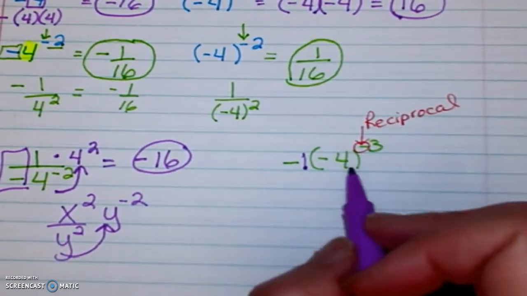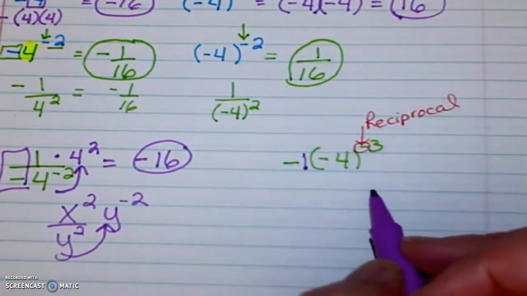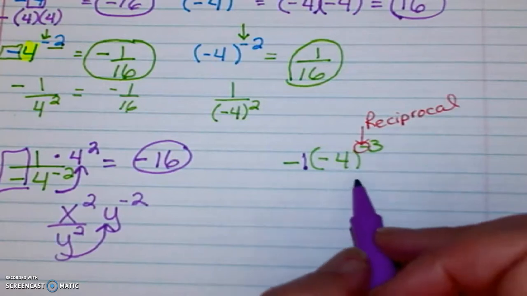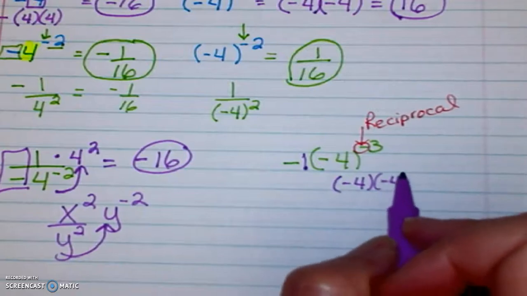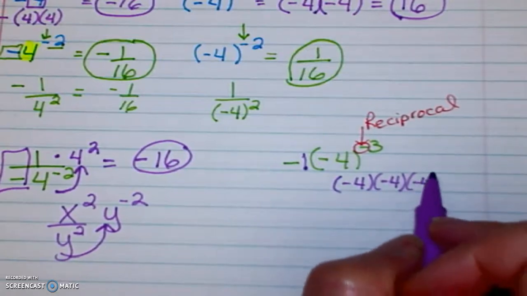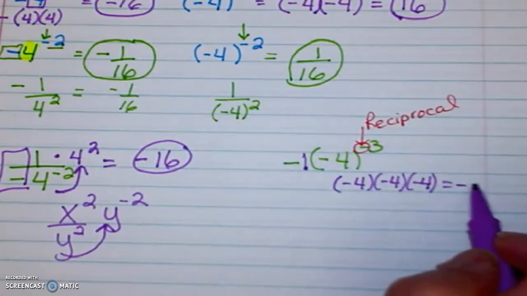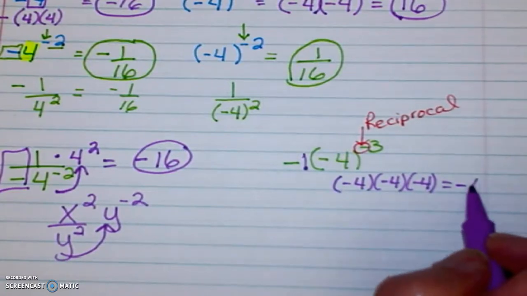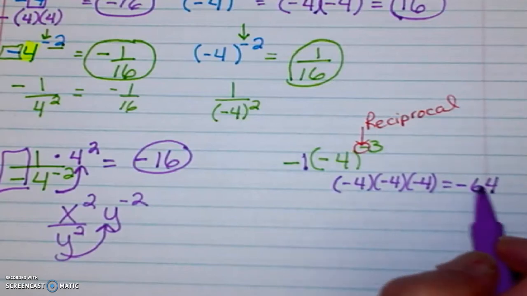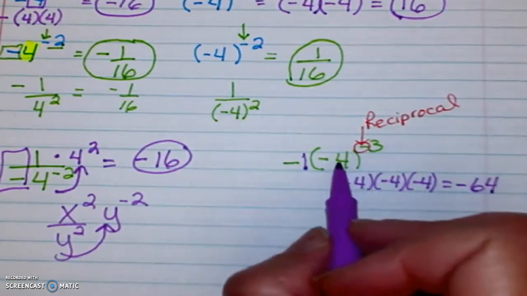So the first thing I look at is what is negative 4 to the 3rd. You have 3 negatives. You're taking negative 4 times negative 4 times negative 4. So that gives you a value of negative 4 times 4 is 16 times 4 is 64. So you get negative 64.